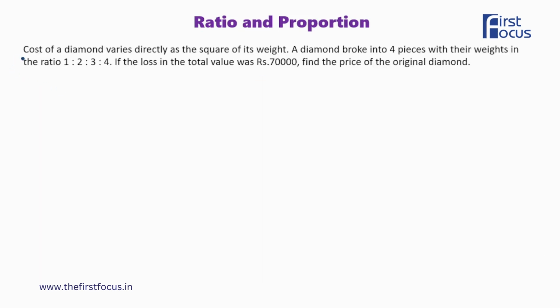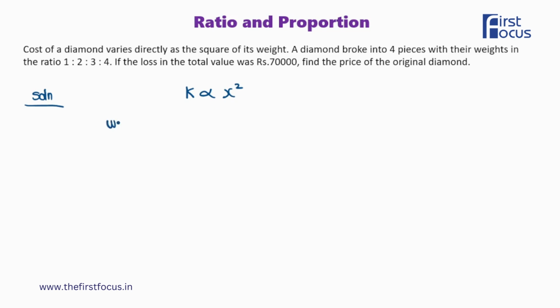Given that the cost of a diamond varies directly as the square of its weight, a diamond broke into 4 pieces with their weights in the ratio 1:2:3:4. If the loss in the total value was rupees 70,000, find the price of the original diamond. Yes, from the given we can conclude that the cost of a diamond we can take as k, which is directly proportional to the square of its weight. We can take the weight as x.